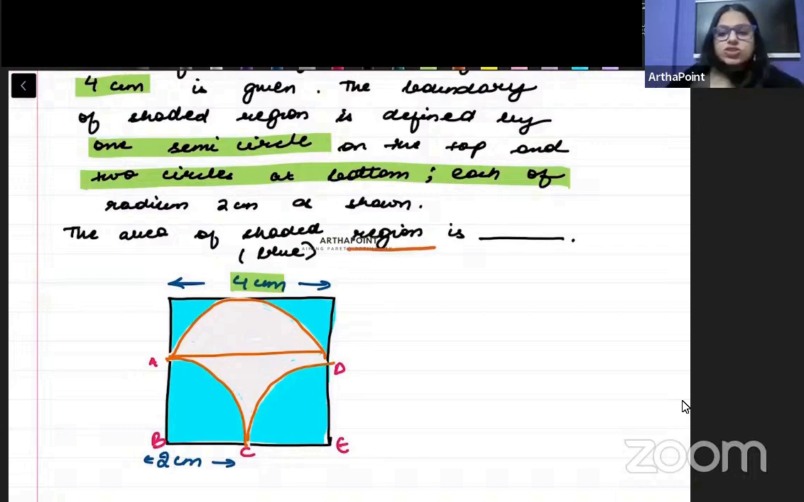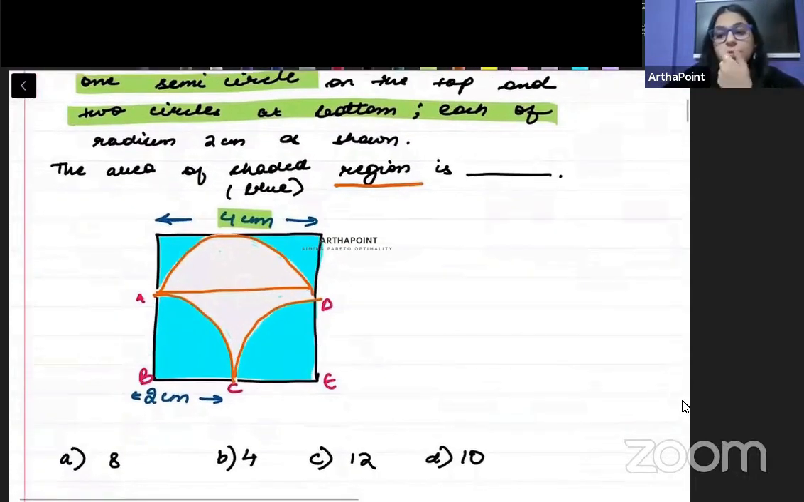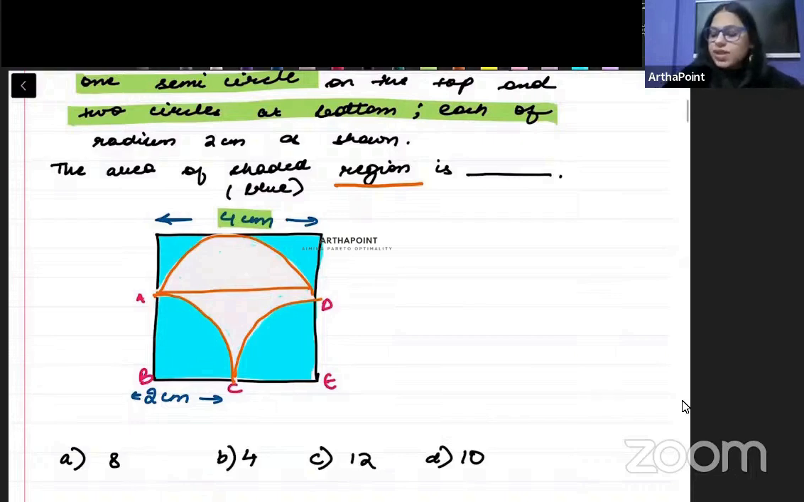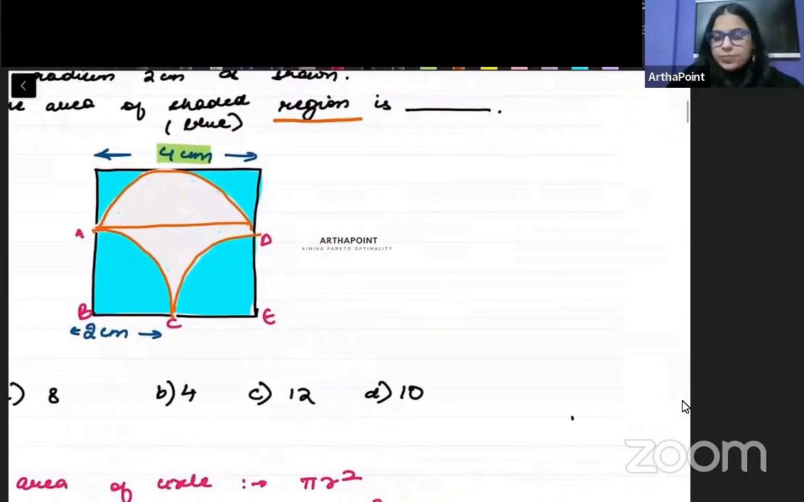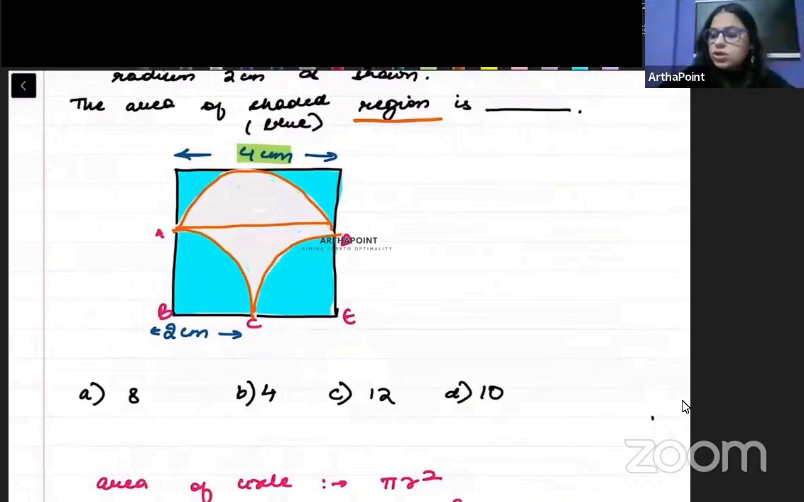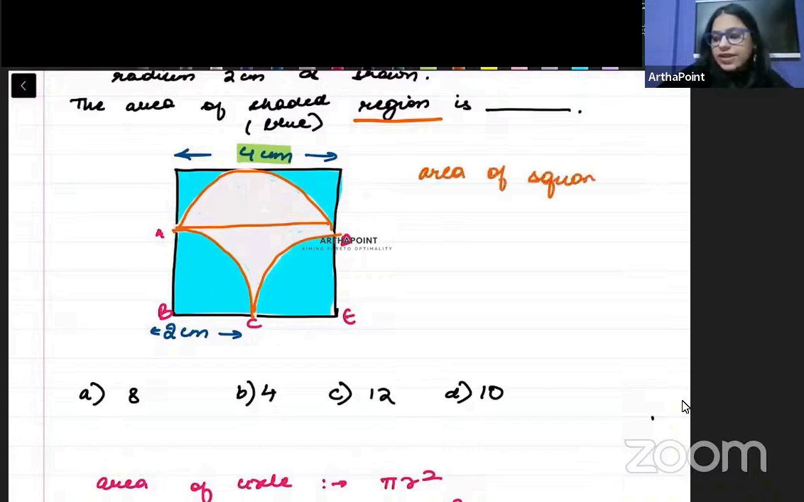And by area of shaded region, yes, beta, you have to remember all the volumes and areas. So the area of the shaded region, by that we mean the blue area. तो अब ध्यान से देखना, हाँ? See, in order to find the area of the blue portion, I can find the area of the square. I can directly find the area of the square. And after finding the area of the square, I can subtract this area.